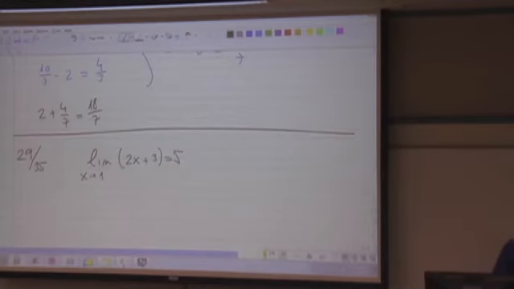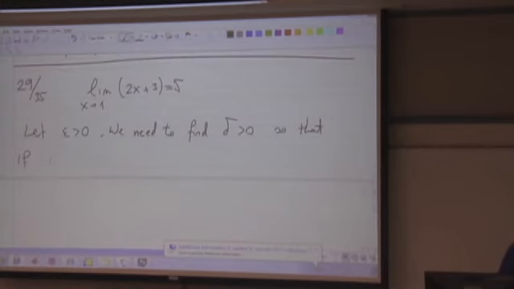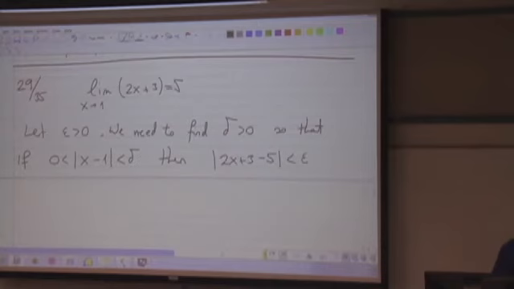So let epsilon be bigger than 0. What do we need to find? We need to find delta bigger than 0 so that if 0 is strictly less than the absolute value of x minus 1, which is less than delta, then the absolute value of 2x plus 3 minus 5 is less than epsilon.